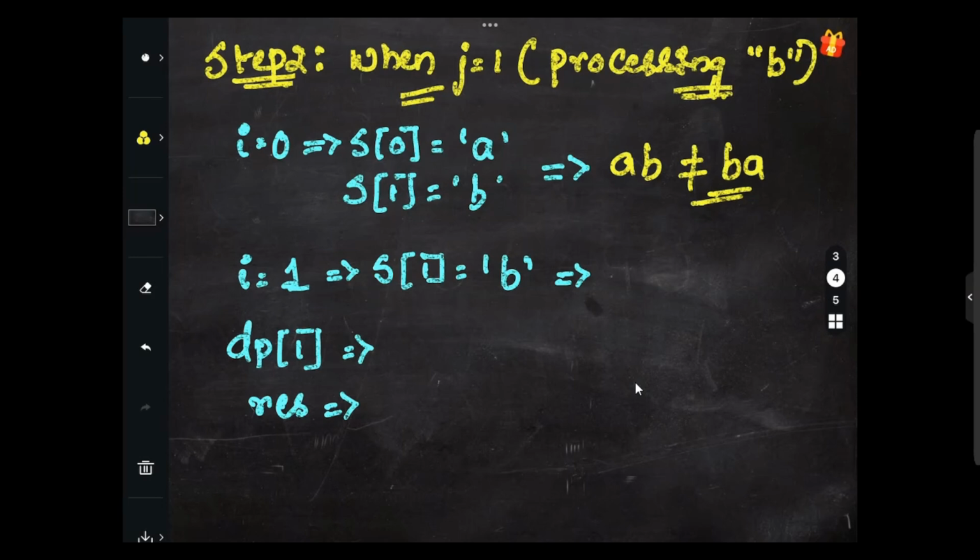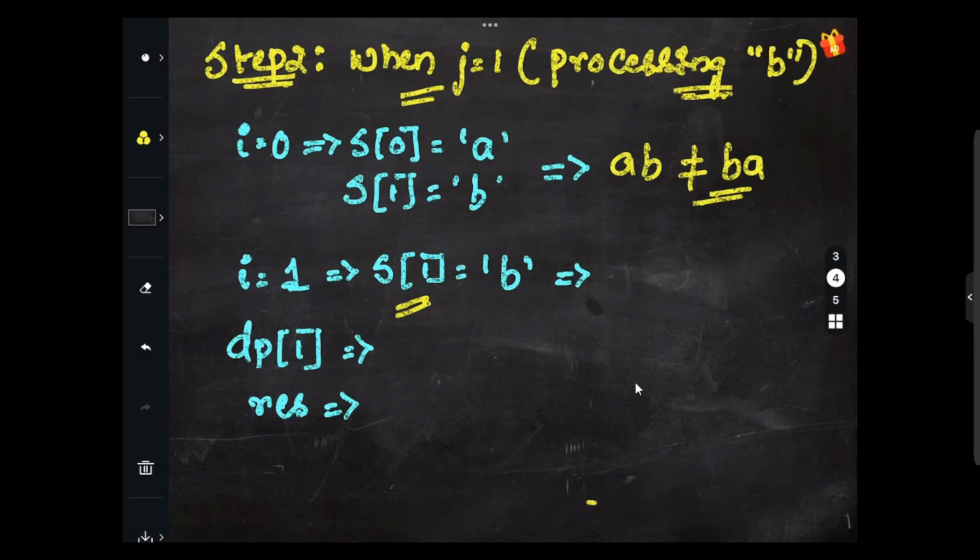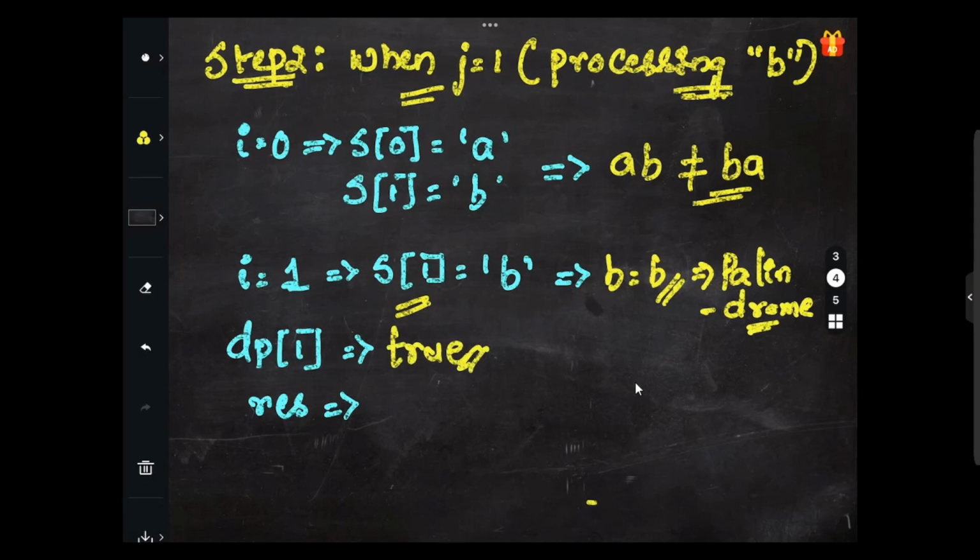So this is not a palindrome, right? So let's come to this part. S of 1 equals b. We have considered ab first, then we have to consider only b. We have already considered only a, and we will be considering only b in this case. So s of 1 equals b. Yes, this is a palindrome, because a single character is always a palindrome of itself. So dp of 1 will be true in this case, and the result we are incrementing from 1 to 2. This is the second step.